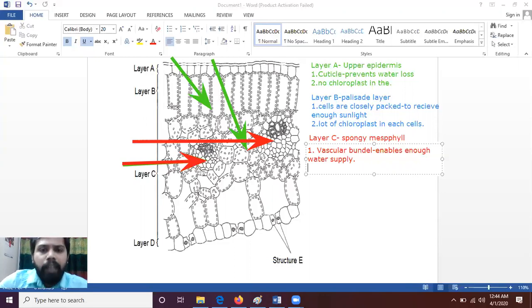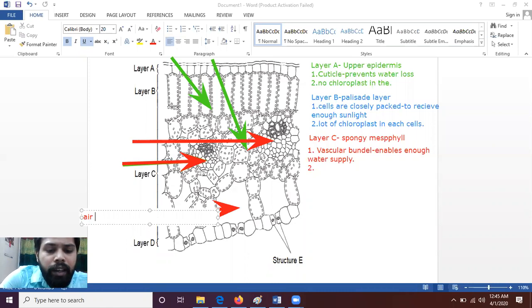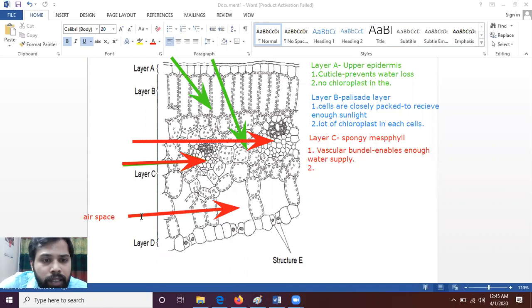Okay, let's look at the second feature of this layer, the air spaces. So basically, this is your air space. Okay, these are your air spaces. This structure is the air space basically. If I write here, air space. Okay, so this structure is your air space. So you'll be saying, what's the use of having an air space? Air spaces are basically needed for gas diffusion.